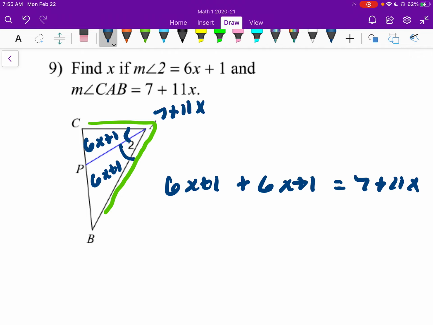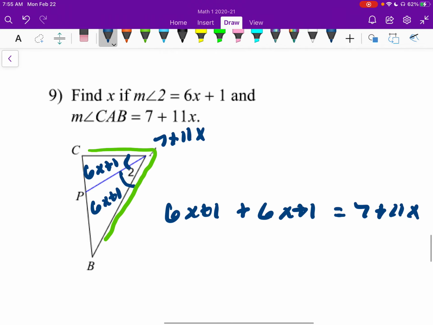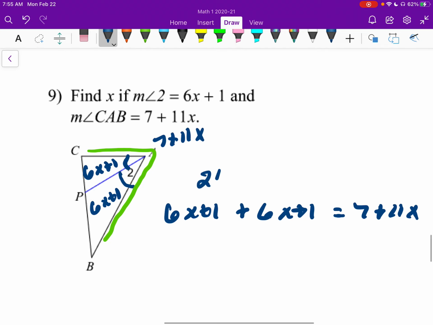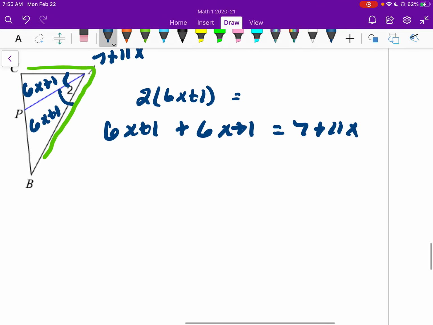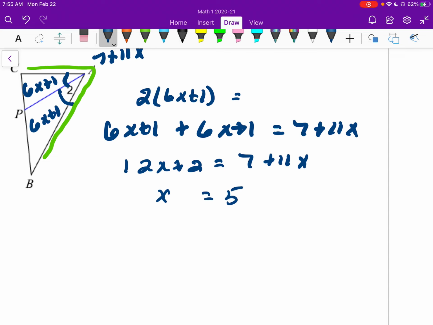Now, like I said, and like what I've done in a couple problems, we could have written this as 2 times 6x plus 1. However you want to do that. I'm happy with however you want to do it. Combining like terms here, I'll have a 12x plus 2 is equal to 7 plus 11x. I'll put my x's on the left and I get a single x, my 2 to the right, and I get a 5. So x is 5.